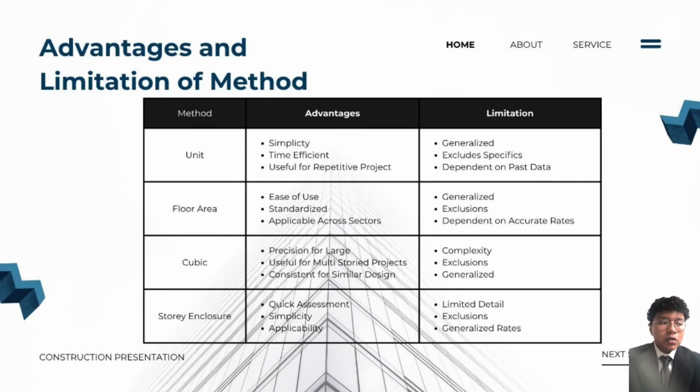Now, we continue with the advantages and limitations of the methods. Each method has its own strengths and weaknesses. For example, the unit method is simple and efficient but too generalized. The floor area method is widely applicable but may miss unique details. Next is the cubic method. The cubic method is accurate for large volumes but complex. The story enclosure method is best for high-rise buildings but limited in detail.